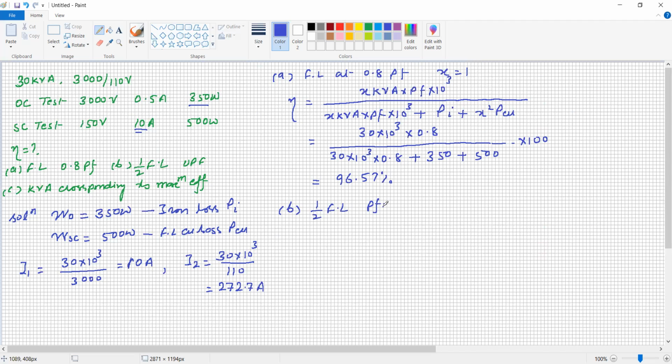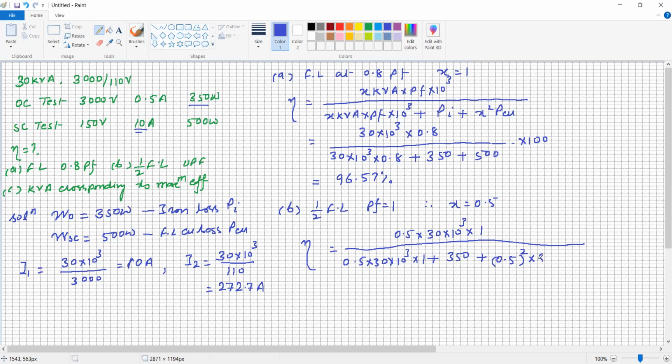Part B, the second part, half full load at unity power factor. Power factor is equal to 1, therefore X is equal to 0.5. So efficiency is equal to 0.5 into 30 into 10 raised to 3 multiplied by 1, divided by 0.5 into 30 into 10 raised to 3 multiplied by 1, plus iron losses, which remain the same, 350, plus 0.5 squared into 500. The efficiency is equal to 96.93%.